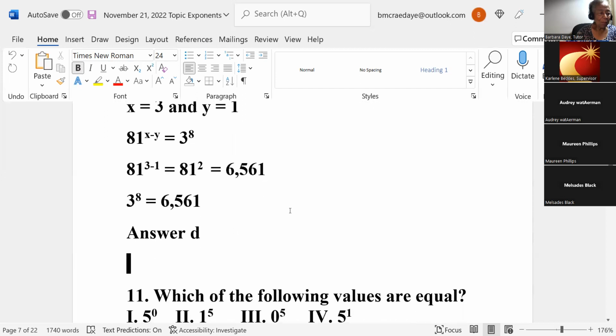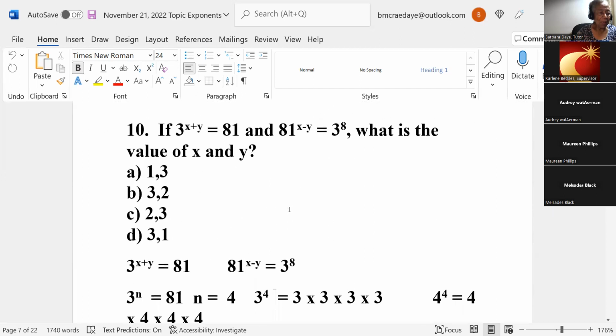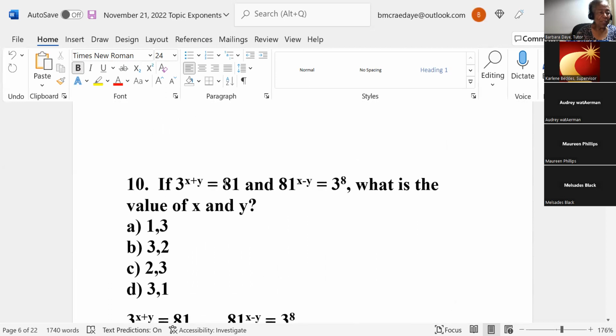Let me go back up and look at it. Both of these have to be equal. So when I see 81 to the x minus y equal 3 to the 8th power, see, if you took 2 minus 2 is 0, and 81 to the 0 power is 1. So you know it can't be 2. You can eliminate that.